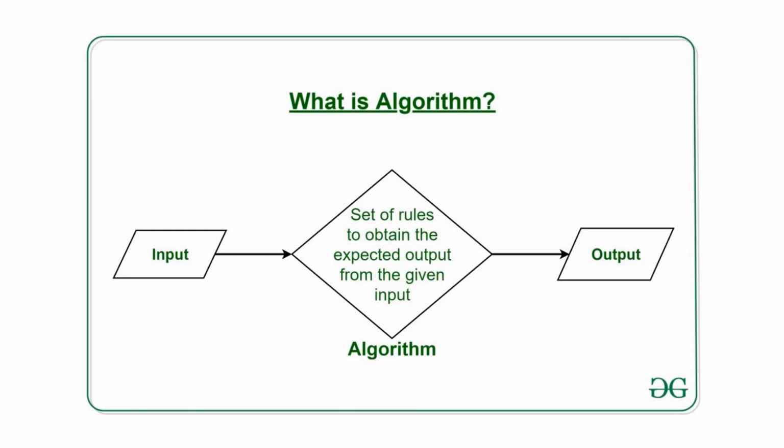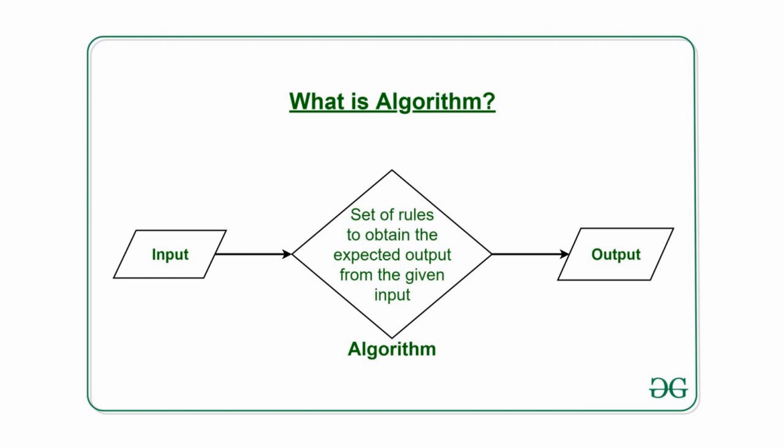So what is an algorithm? Basically, an algorithm is a set of rules to obtain the expected output from the given input. This may not be extremely clear right now if you've just seen this definition, but you can use this chart to get a general idea. So we have an input, and in the end we have an output. How do we get from input to output thanks to the algorithm?